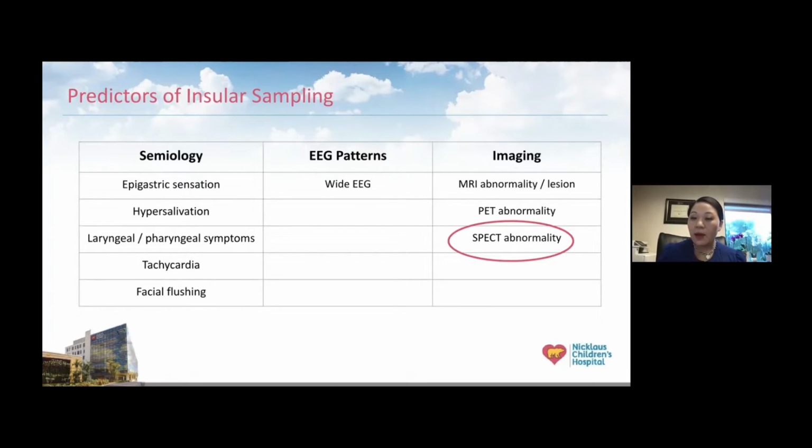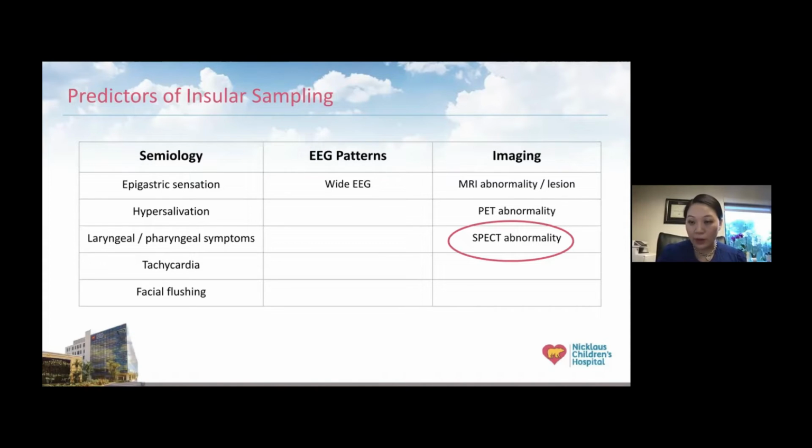regression analysis. When it comes to imaging, we frequently will sample the insula or resect the insula when there is a clear abnormality. So that includes MRI abnormalities, abnormalities on SPECT or on PET. And of this cohort, really the SPECT abnormality was the only one that reached statistical significance in predicting seizure onset from the insula, and specifically, of our few patients with SPECT abnormalities in the insula, almost all of them had positive insular sampling and originating with seizures originating from the insula.